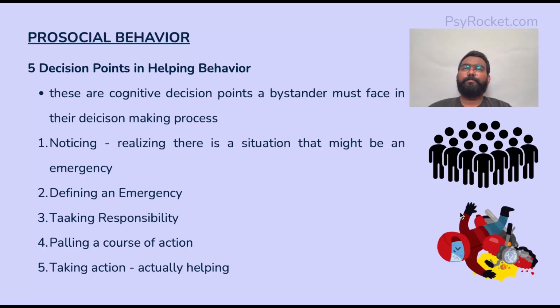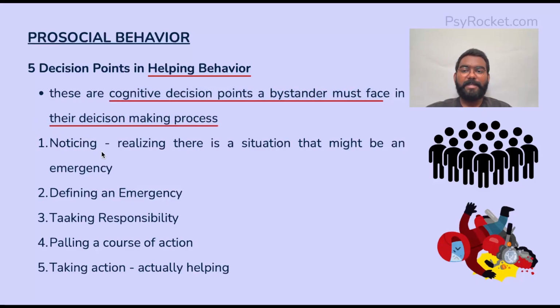Now, whenever an individual requires some help, there are five decision points which a bystander goes through. These are cognitive decision points a bystander must face in their decision making process. First one is noticing, realizing there is a situation that might be an emergency. The individual has not yet decided that the situation is an emergency at this stage. Then there is the second stage, defining an emergency. He realizes that yes, this is an emergency and this particular person needs help. Then he takes responsibility: okay, there is no one around, or even if there is someone else, I want to take that responsibility.